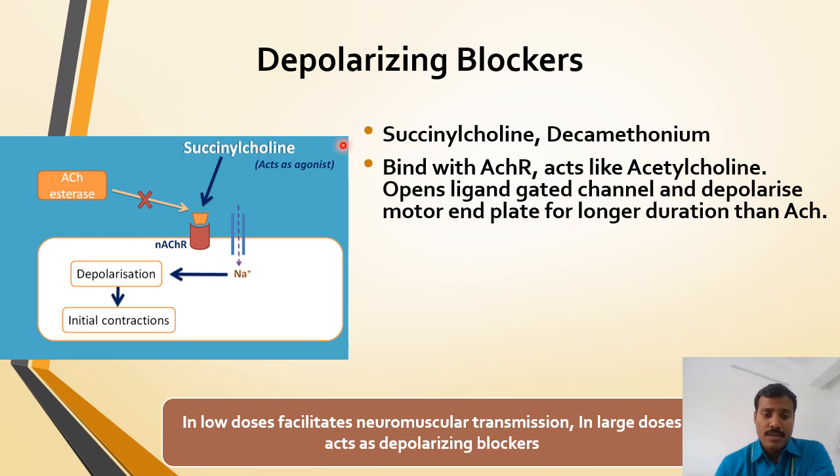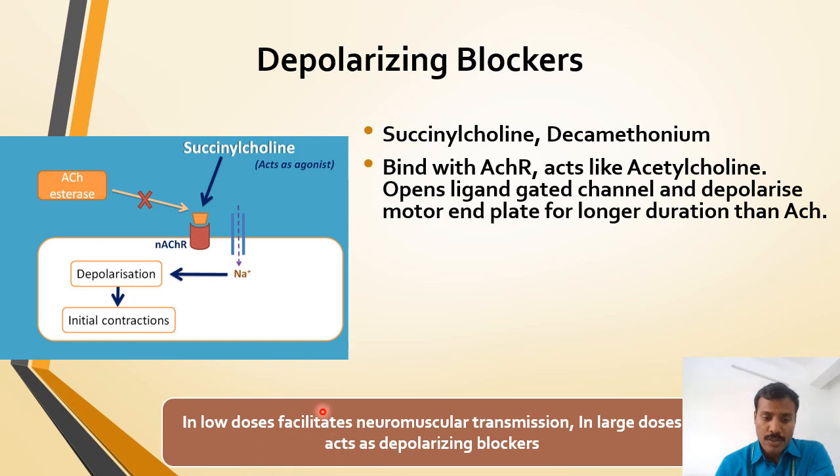So these drugs act for a longer duration of time, and the ligand-gated channels open for a longer duration, which produces depolarization of the muscle membrane. Finally, subsequent action potentials cannot stimulate the postsynaptic, that is motor end plate, membrane. So flaccid paralysis of the muscle happens when you use depolarizing blockers.